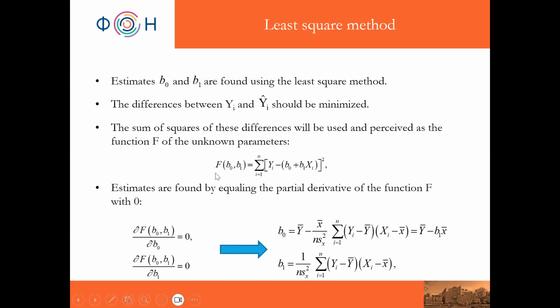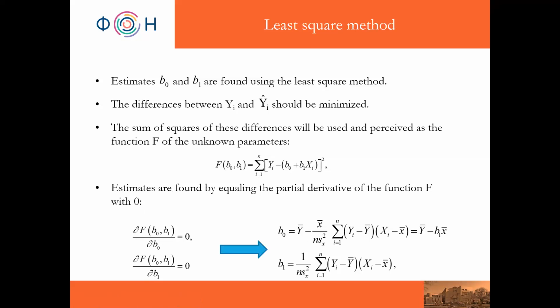So basically, that is the function which we want to minimize. So we want this sum to be as minimal as possible. So how do we find our estimates? We find them by equaling the partial derivative of this function with 0. So we need to do this for each parameter which we are estimating. So here in this part, you can see the final formulas.